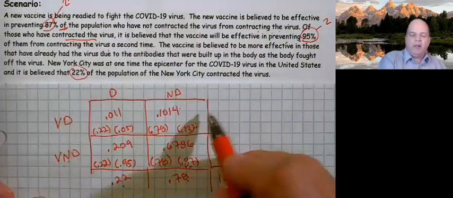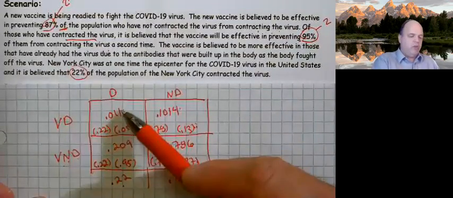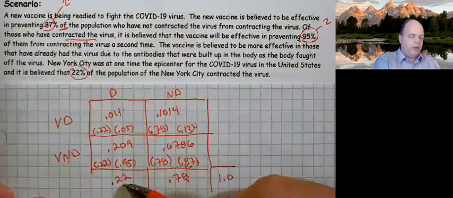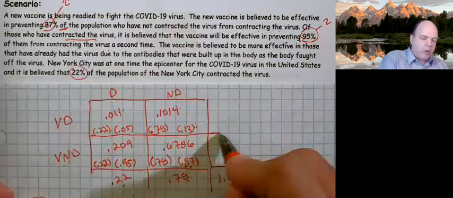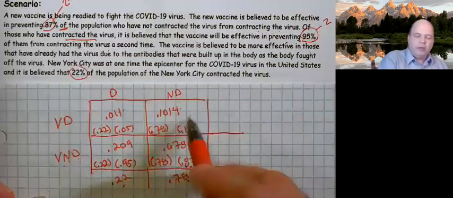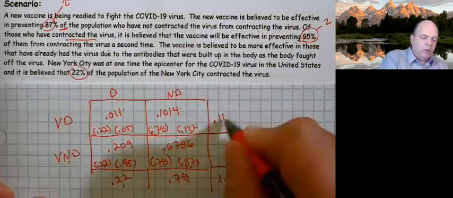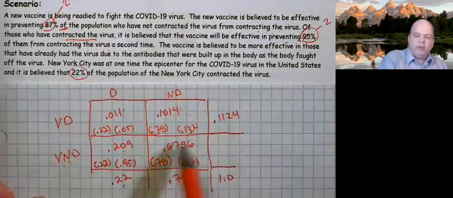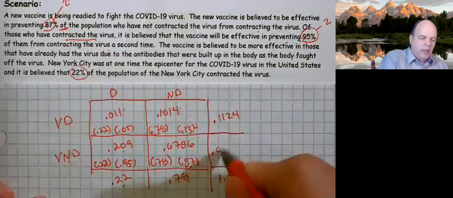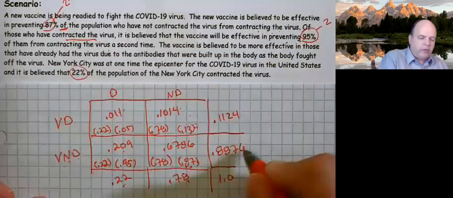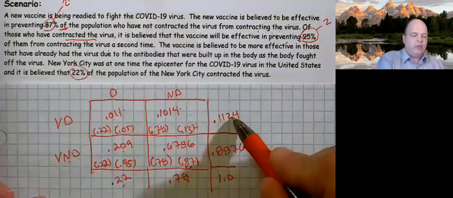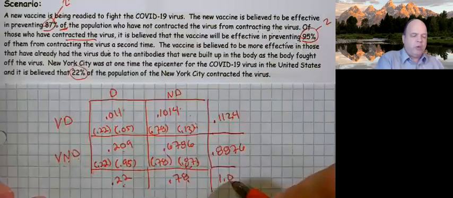I'm going to go ahead and add this all the way. Oh, and by the way, I should check this. This plus this should equal this. And in this case, I know that it does. Then I'm going to add horizontally. This plus this gives me 0.1124. This plus this gives me 0.8876. And when I check, this number plus this number should equal that.